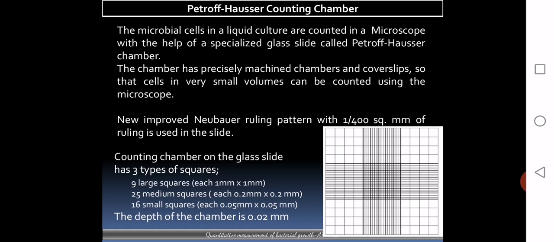That means there are three types of squares available. One is the large square having a dimension of 1 by 1 mm, and there will be 9 such large squares. There will be 25 medium squares within these 9 large squares, and even within each of the 25 medium squares there will be 16 small squares. So this will be the pattern, and usually the depth of the chamber is 0.02 millimeter.